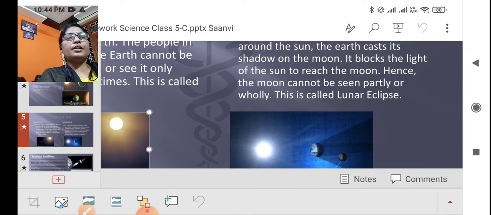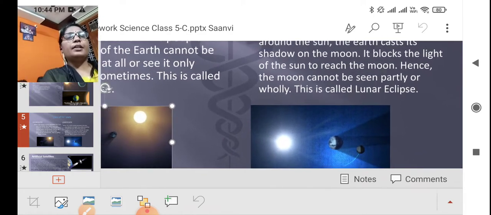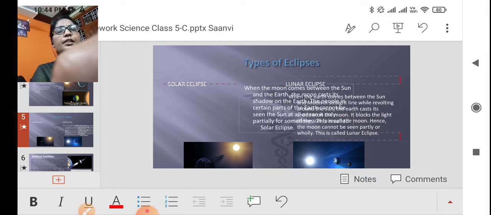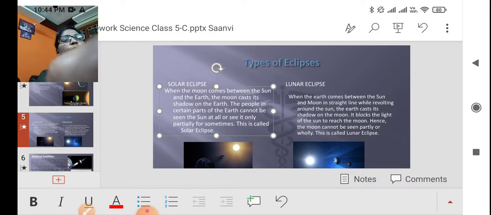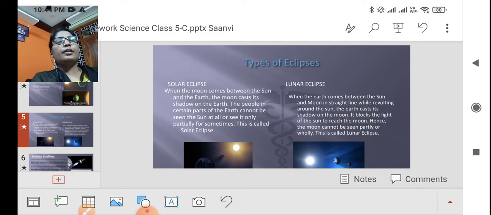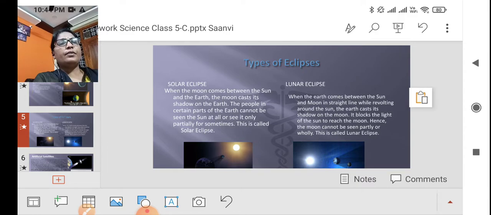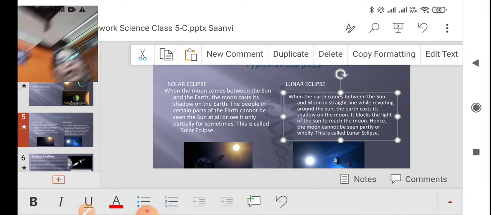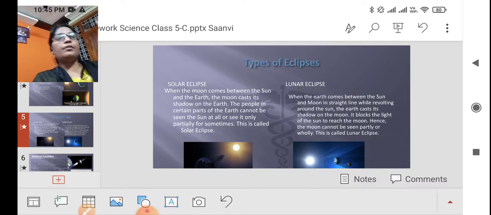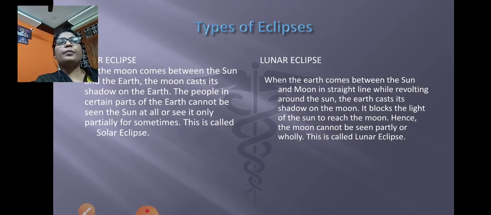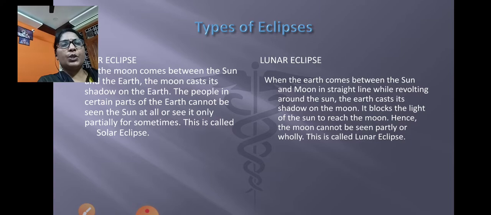And now you can see here, this is a lunar eclipse picture. When the earth comes in between the sun and the moon, then the earth's shadow forms that causes the lunar eclipse. You can see both the pictures. We'll keep it in slideshow mode so that it will be easy for you to see. See, the moon comes between the earth and the sun, that forms the solar eclipse.